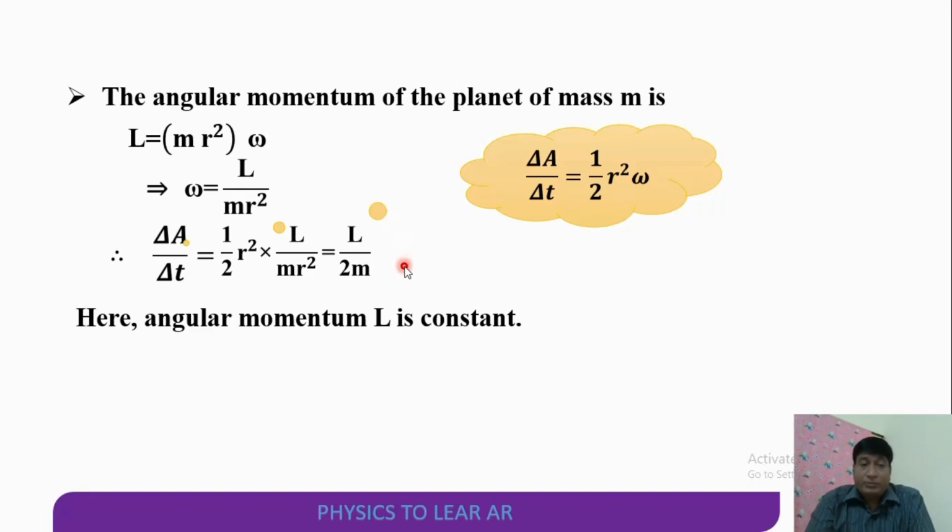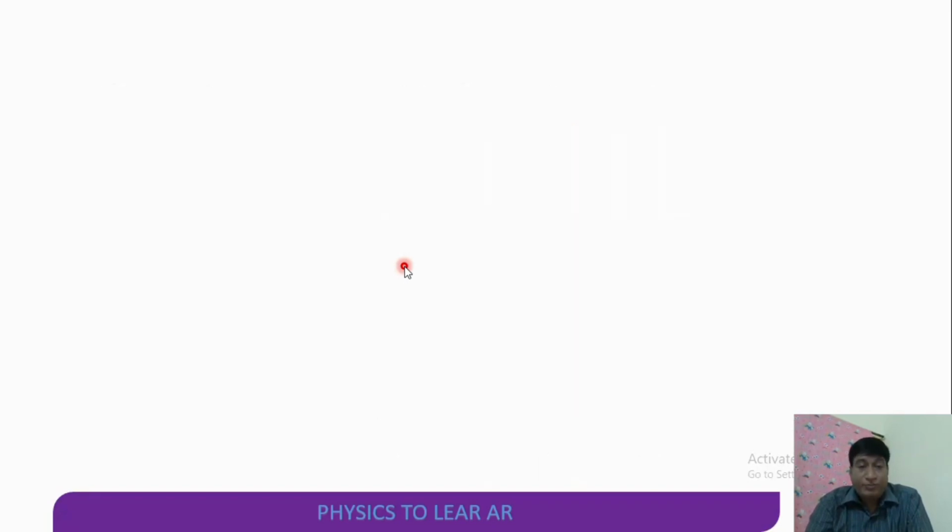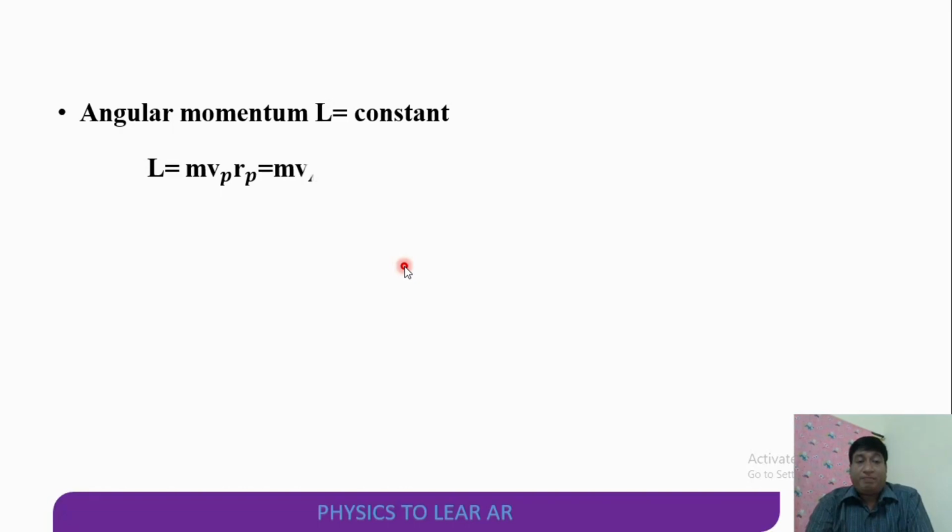In system of particles, we have proved the law of conservation of angular momentum. That means angular momentum L is a constant. So the areal velocity of the planet is constant. That means if you take any specific time period, it covers equal areas. Based on that only, we can say it sweeps out equal areas in equal intervals of time.